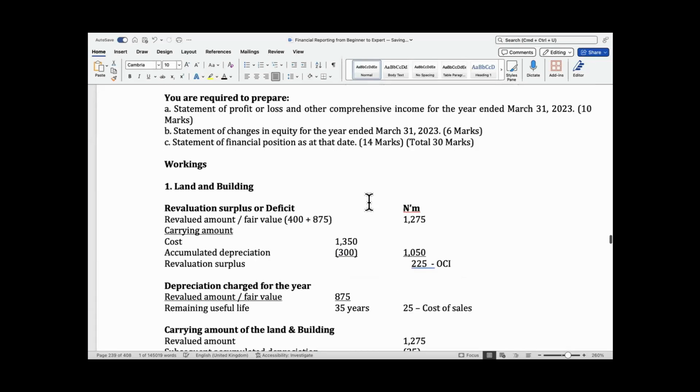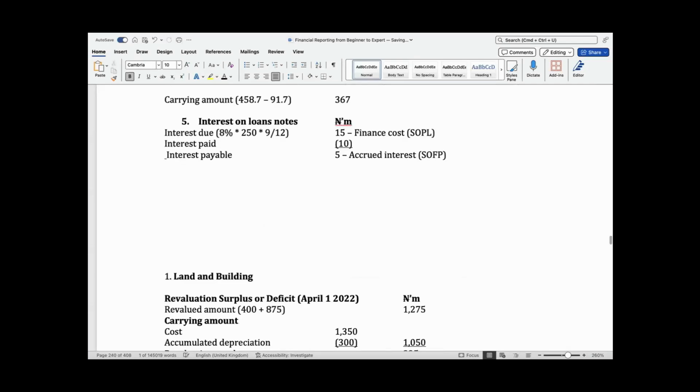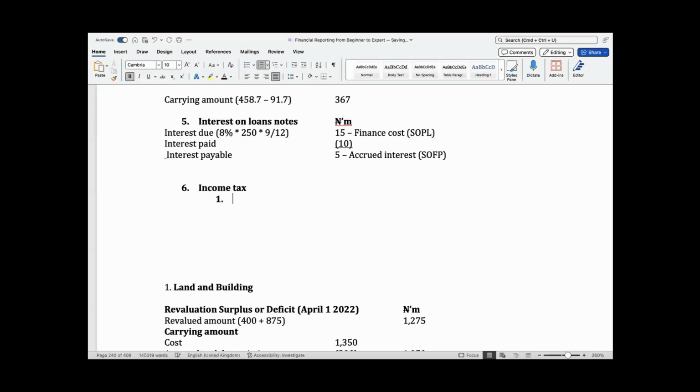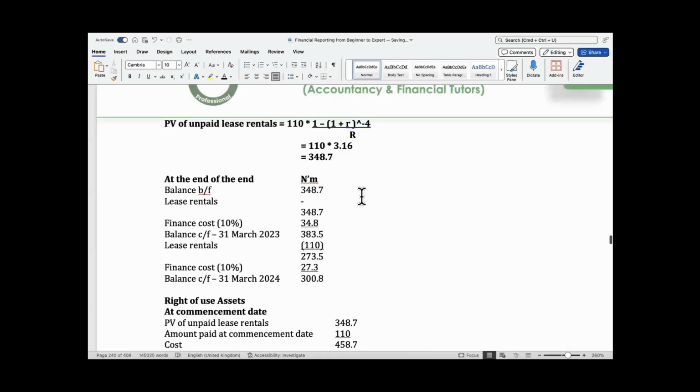So I go to note 6, under my income tax, you know that I will have current tax, which is 141.5. This 141.5, I have not paid it. One leg will go to P&L. The other leg will go to the statement of financial position as a liability, as a current tax liability. So I don't need to put all of that.